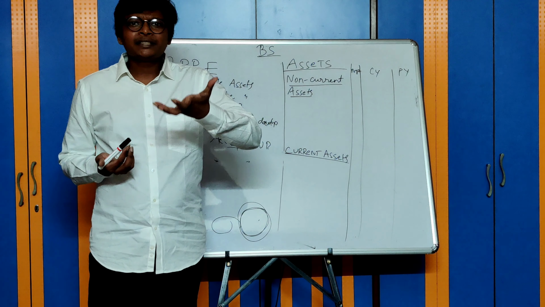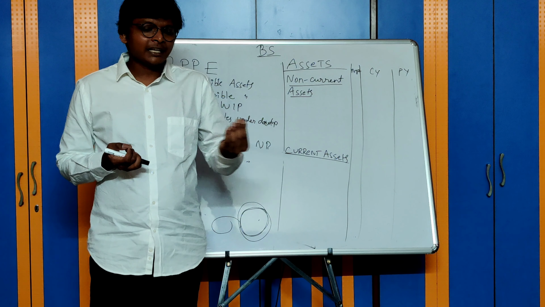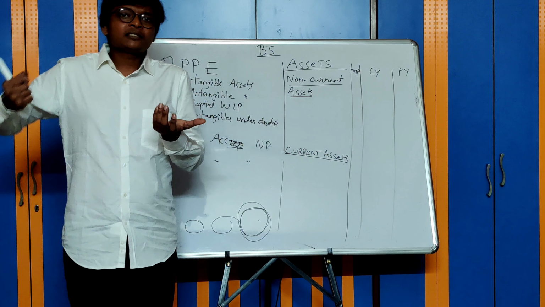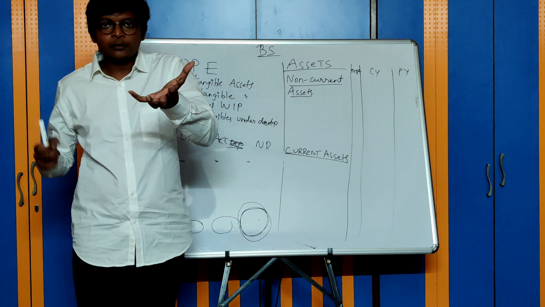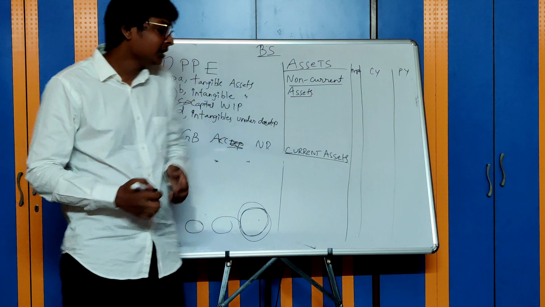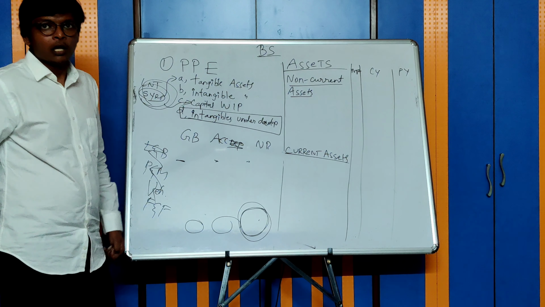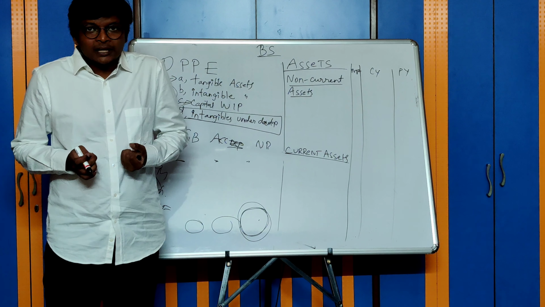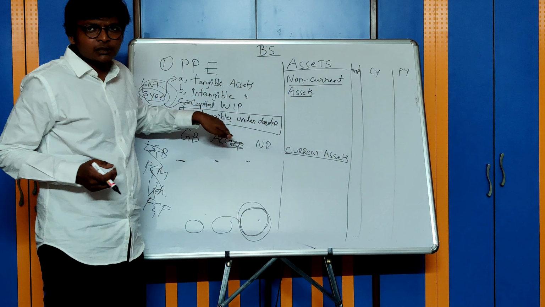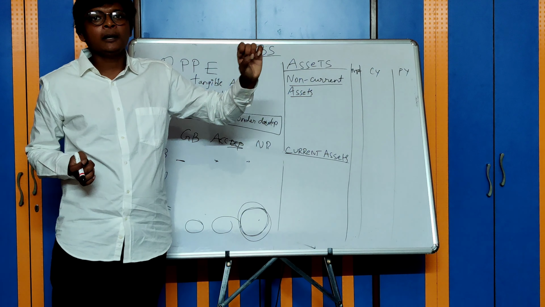For example, say you want to develop a patent for yourself. Patent development will not take 1 or 2 days, it will take years together, 5 to 10 years. All the expenditure you incur for developing the patent, if it is allowed to be capitalized as per standard on intangible assets, then you will show it under intangibles under development. For example, you are testing a prototype. That expense, instead of debiting the P&L, you will debit intangibles under development if the standard on intangibles allows for the same.